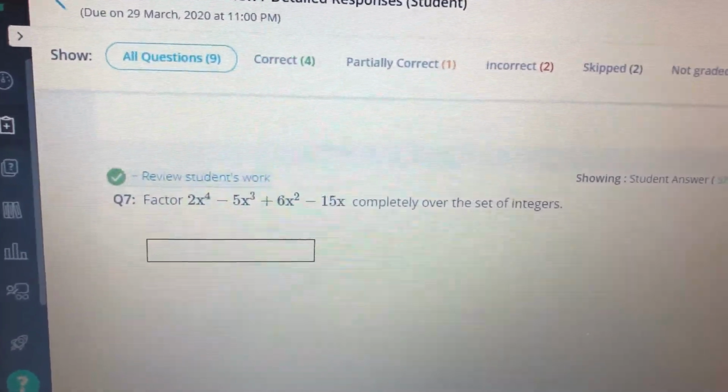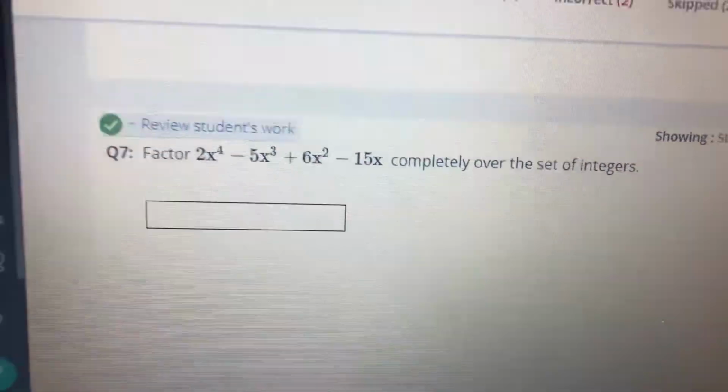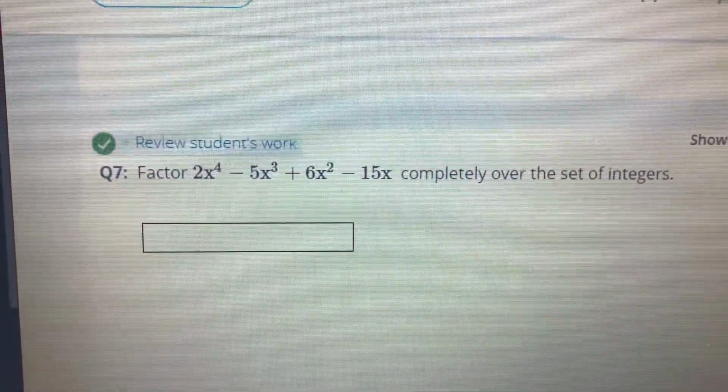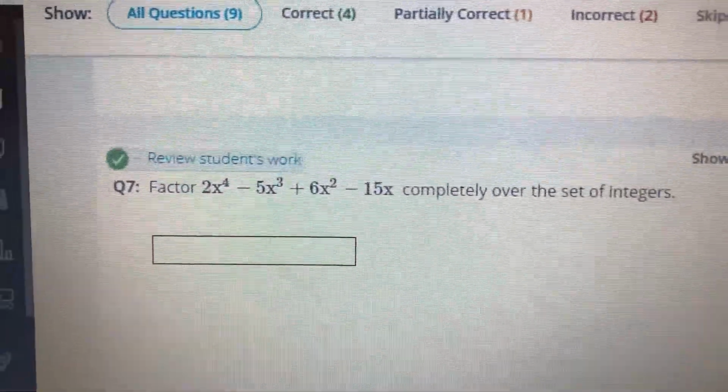Okay, some of you have asked for help on this one. This is number 7 from the Solving Quadratics review. In this one, you're actually factoring a polynomial that's not a quadratic.